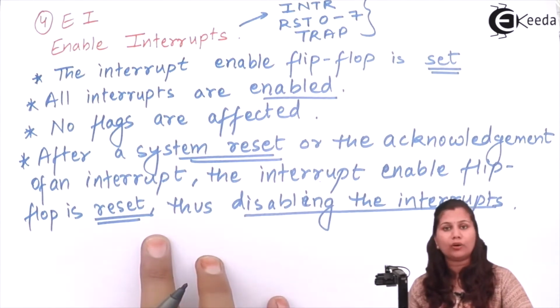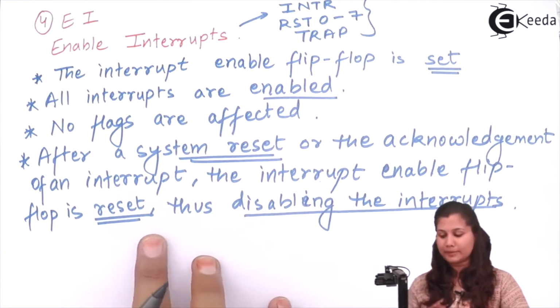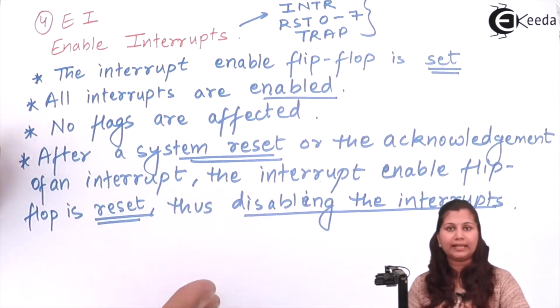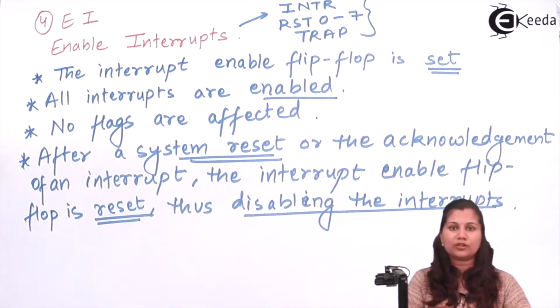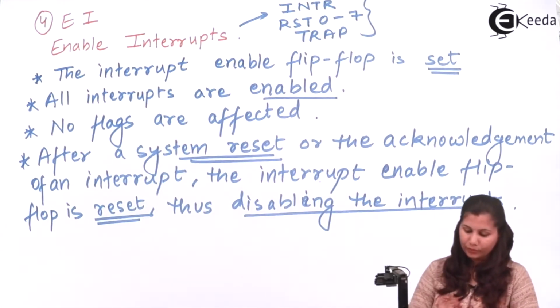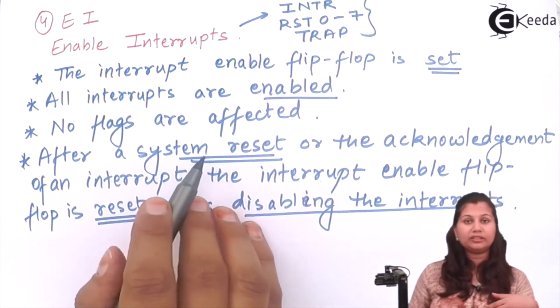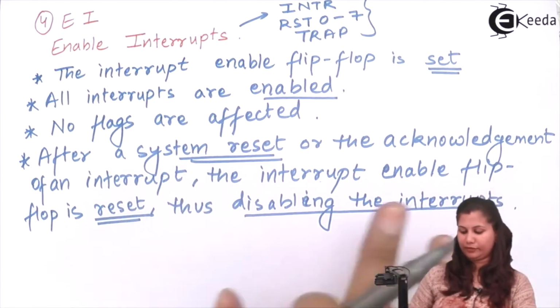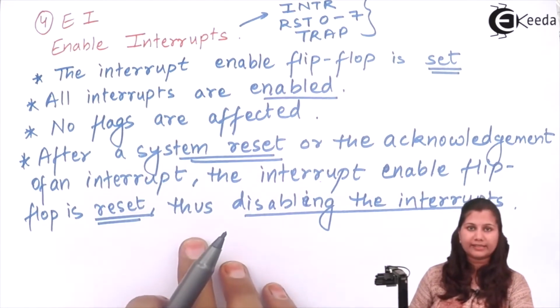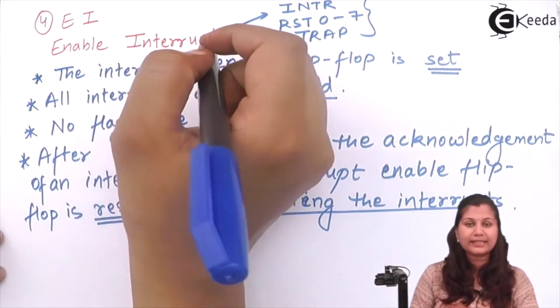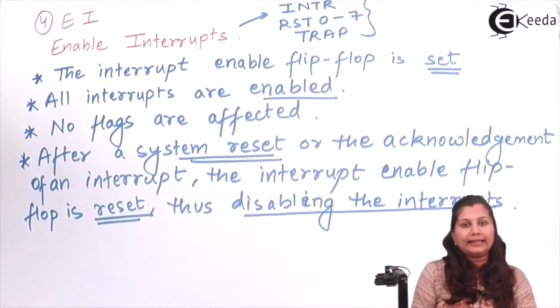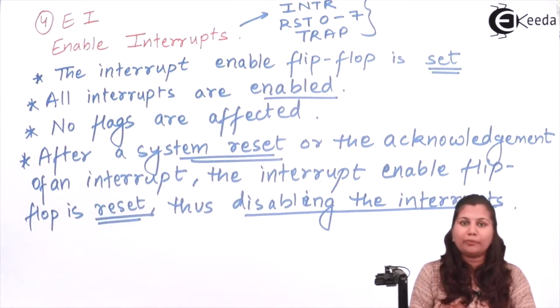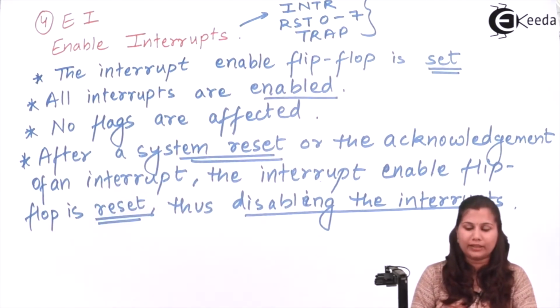If again you want to enable all the interrupts, then again you have to write EI, and then the interrupts which you give after that will be executed. And if the system is reset, then also the flip-flop will be in the reset condition. So this was enable interrupts. DI and EI are used in the interrupt functioning of the 8085.